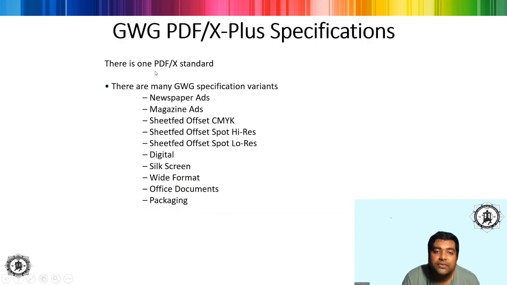GWG creates specifications for different markets and for different processes. So for example, for newspaper ads, magazine ads, sheetfed CMYK, sheetfed offset spot high resolution pages, for digital, silk screen, wide format, office documents, packaging. So these are all various types of workflows. But ultimately, what is true? PDF/X is the de facto standard for receiving files by these companies or by these processes from their clients.